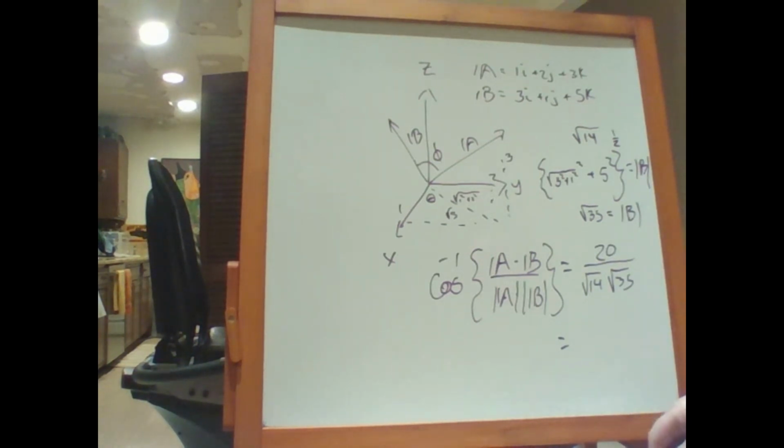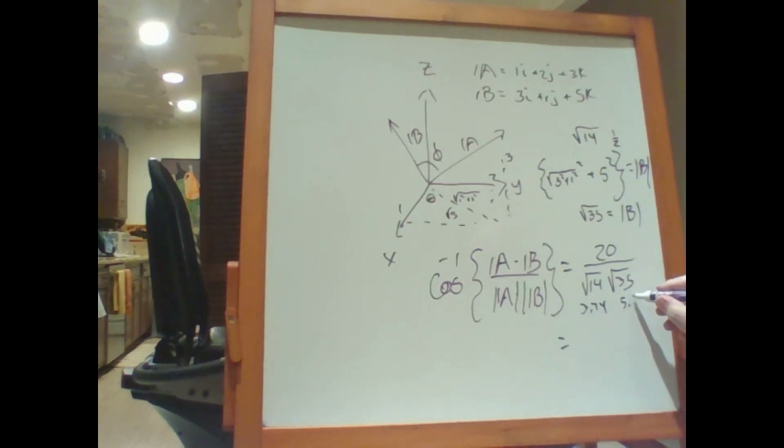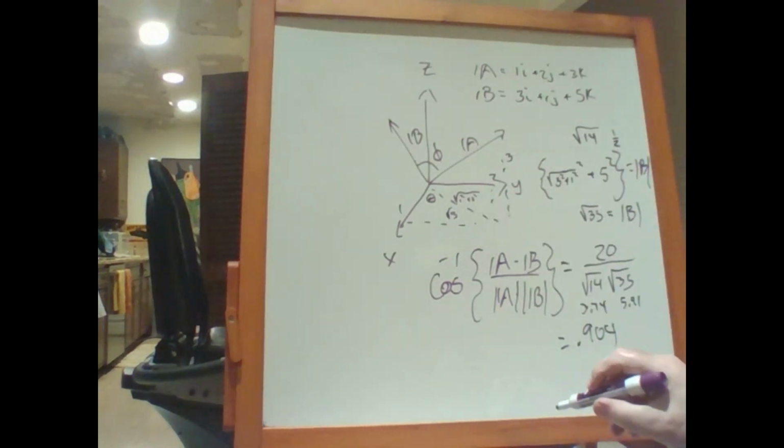The square root of 14 is 3.74. The square root of 35 is 5.91. So 3.74 times 5.91, and then 20 divided by that, is equal to 0.904. And so again, we have a very small angle between these two.